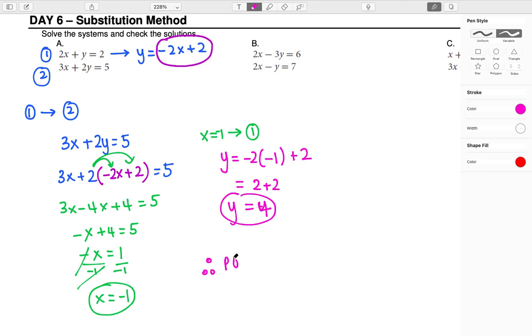Don't forget the therefore statement. So the point of intersection, these two lines will meet at negative 1, comma 4. So this is substitution, where you are isolating for one of the variables and we are subbing into another equation.